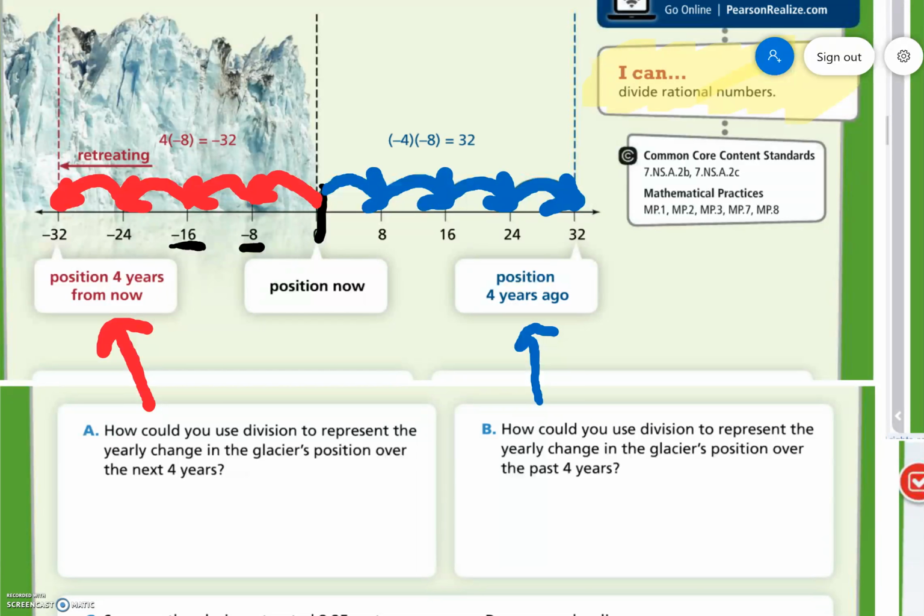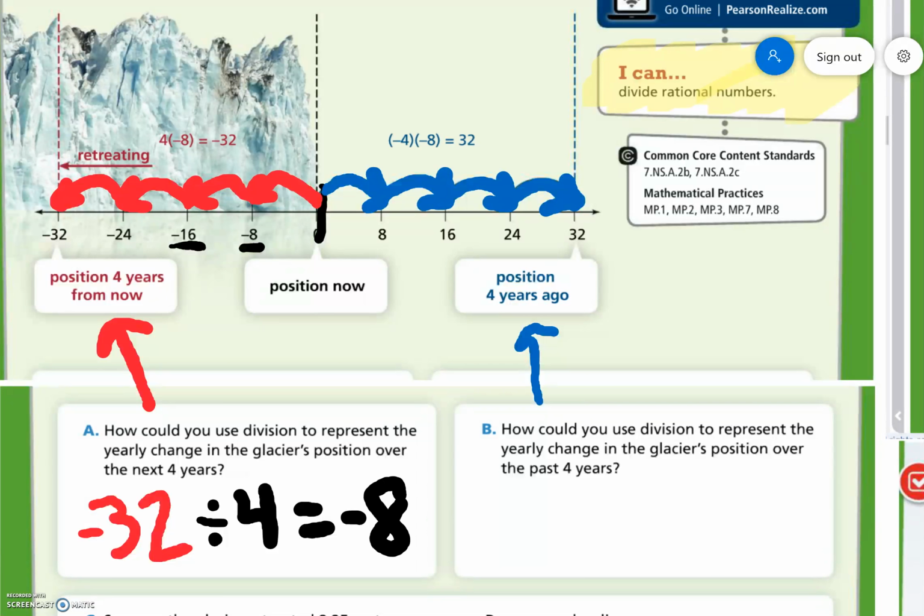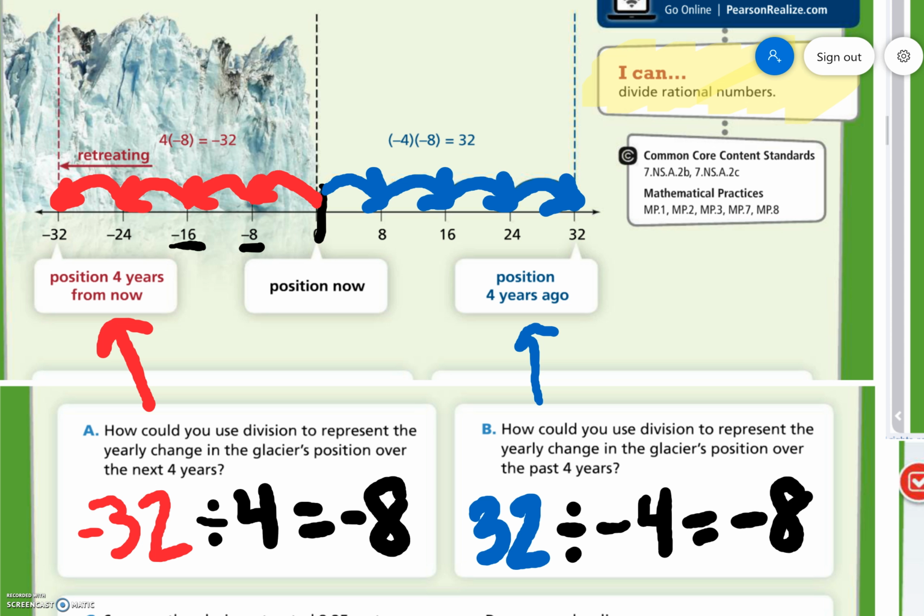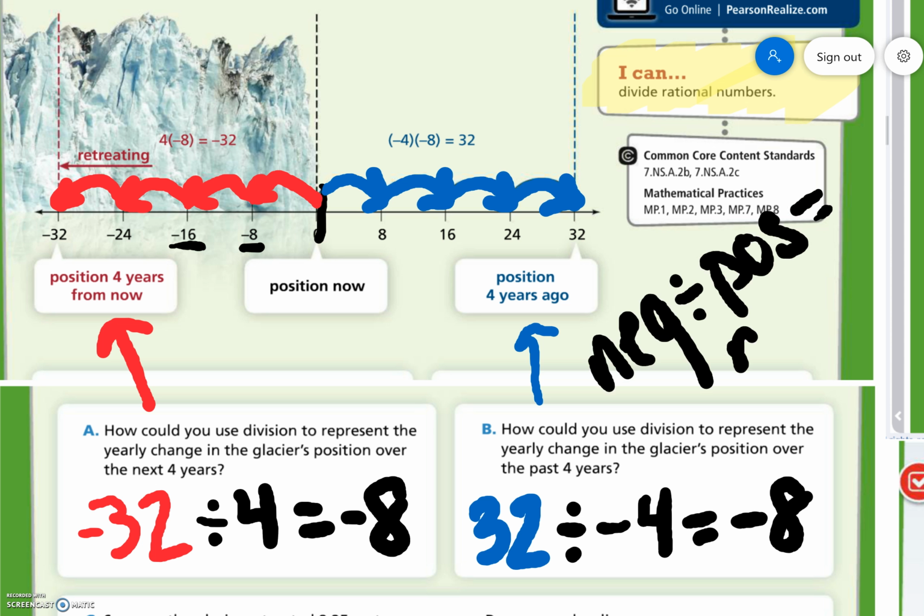Okay, so in the next 4 years, it's going to retreat a total of 32. So retreating is negative 32. We're going to divide it by how many years is about to pass, which is 4. And our answer is going to be negative 8. For part B, 4 years ago, we had 32 more meters than we do now. And we're dividing by, this time, negative 4, because it was 4 years in the past, which still gives us an answer of negative 8. Remember our rules. A negative divided by a positive is equal to a negative.